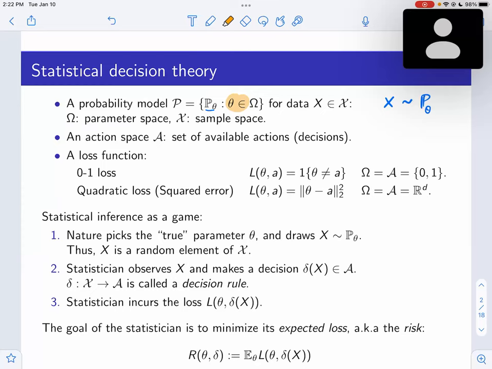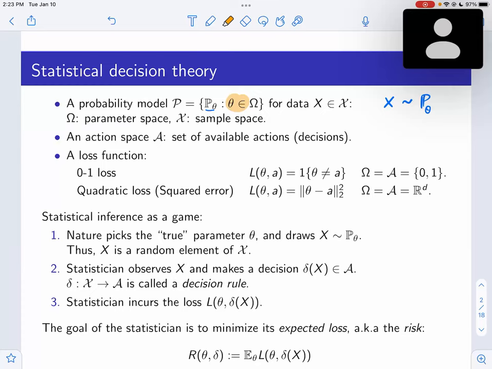The second ingredient is an action space, a set of available actions or decisions. That's where the name decision theory comes from. I'm going to tell you later what it actually is. And then there's a loss function, 0-1 loss for example, or quadratic loss. If I give you one of these parameters and an action, then there's a loss. So if the true parameter is theta and you take the action A, you're going to pay this loss.